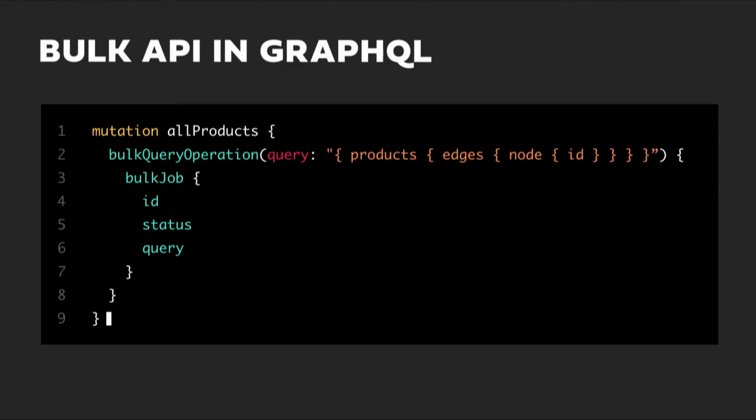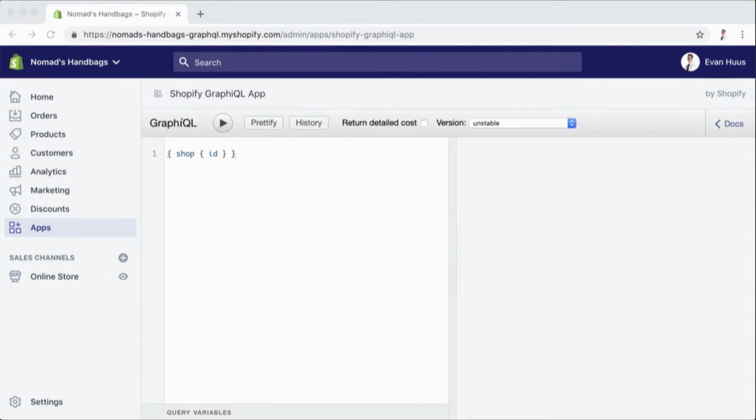Okay, now let's see the Bulk API in action. As before, this demo will run in the graphical app with the unstable API version, and of course, we've already granted ourselves access to the beta. We're going to start by running a pretty basic query for a page of products, since that's how you would have gotten this information prior to the existence of the Bulk API. We're only asking for 2 here so that it fits on the screen, but of course normally you could ask for up to 250.